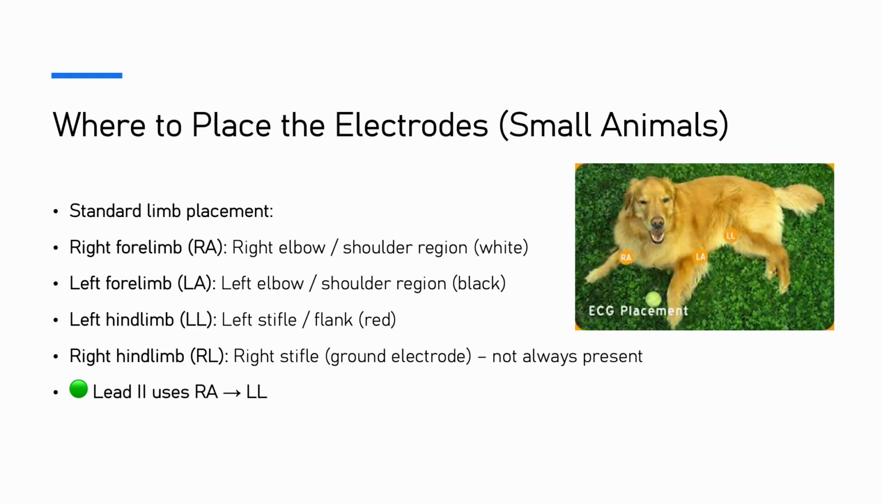So when placing the electrodes in small animals, we look at the right forelimb, which is typically our white lead. Always double check. The colors don't always correspond, but we have a right forelimb, a left forelimb, and then a left hind limb. Again, the most important components for a lead 2 are the right forelimb and the left hind limb. Oftentimes these can be placed in the elbow region or in the axillary region, even around the stifle or the inguinal region.